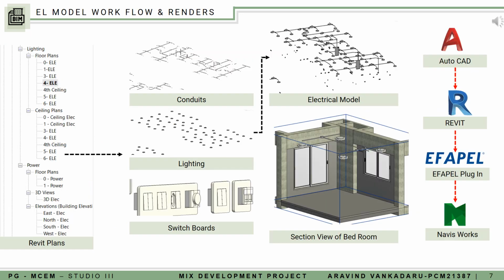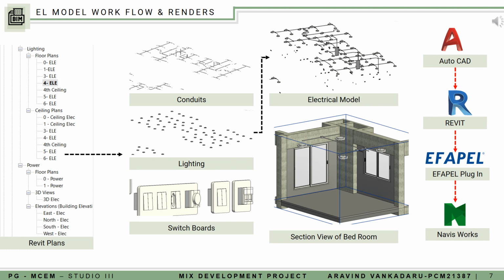Looking at the electrical model workflow, initially the floor plans for the electrical model were created. Later, the EFA-PEL plugin was installed for the switchboards, sockets, switches, regulators, and all. For lighting, all the round lights for the ceilings were imported. Conduits have also been modeled into the model. Combining all these, the electrical model is prepared.